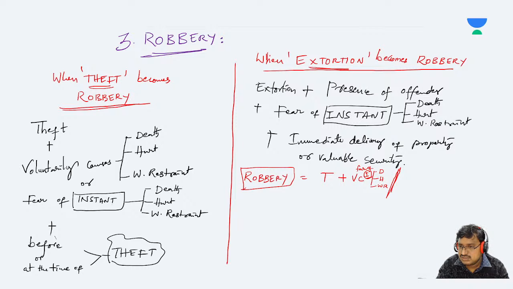Or there must be an extortion plus there must be the presence of the offender plus there must be instant fear, okay, instant fear of death, hurt, or wrongful restraint. It amounts to robbery, friends.